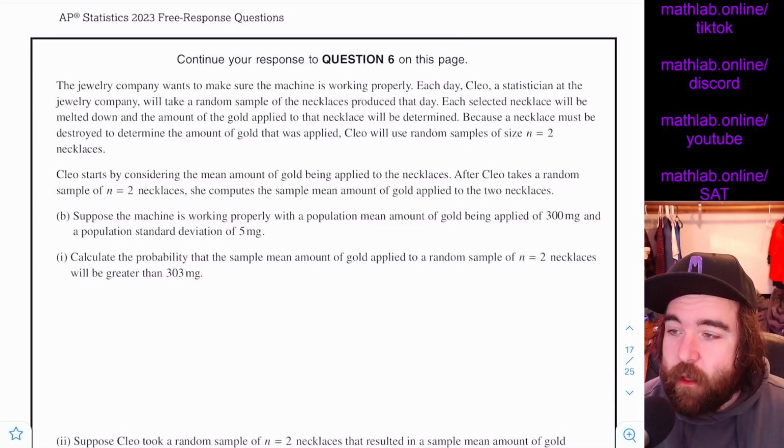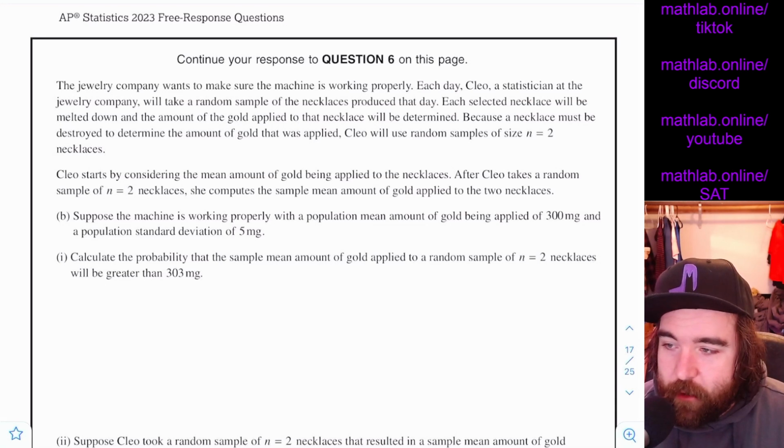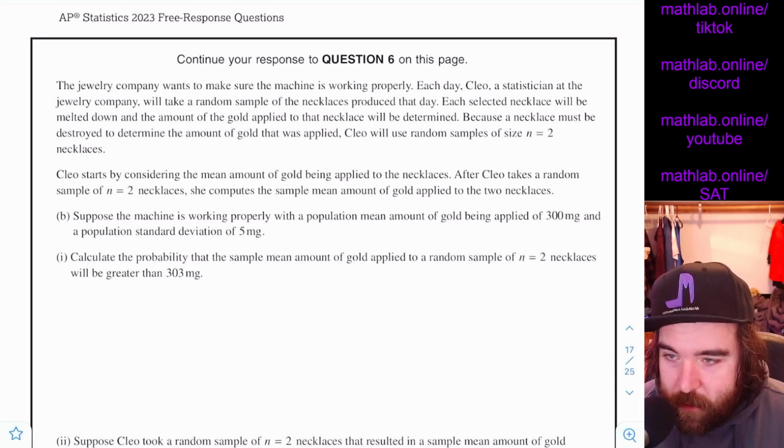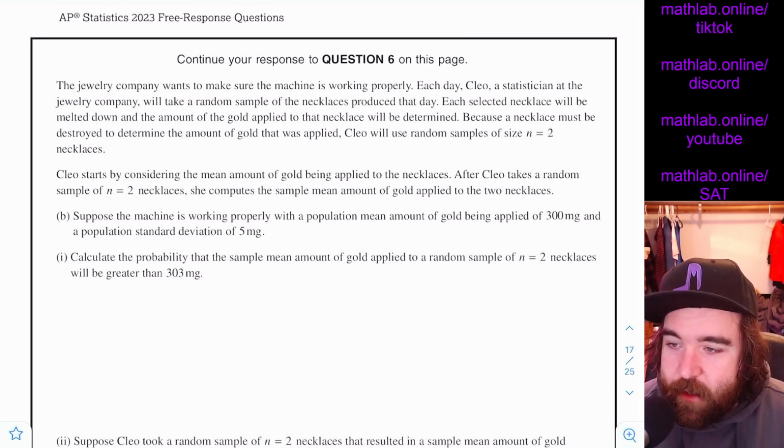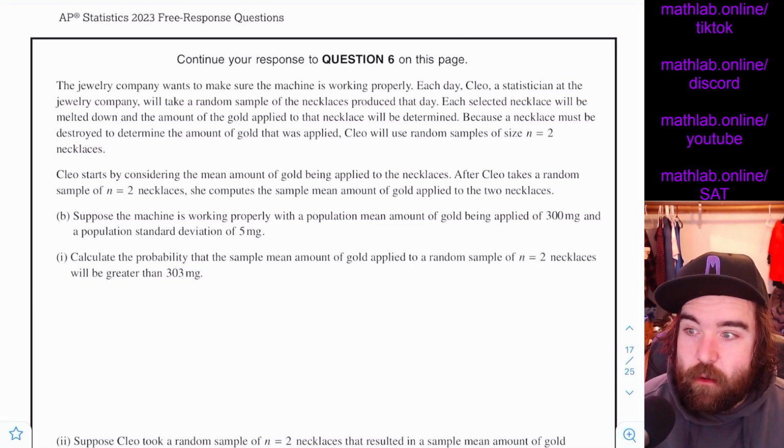Or each? Suppose the machine is working properly, with the population mean amount of gold being applied of 300 milligrams. Like they said. Calculate the probability that the sample mean of gold applied to a random sample of n equals 2 will be greater than 303.